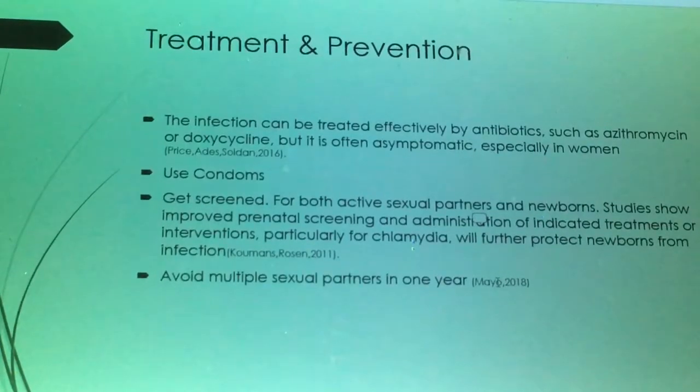For treatment and prevention, the infection can be treated with antibiotics such as azithromycin or doxycycline, and this is how chlamydia is treated once it has been contracted. But good ways to prevent it are, of course, condoms and protection of this nature, and avoiding multiple sexual partners, as prescribed by the Mayo Clinic.